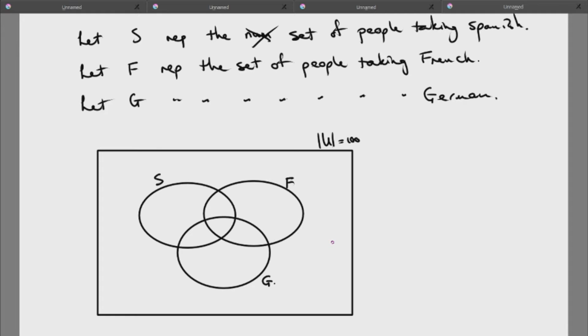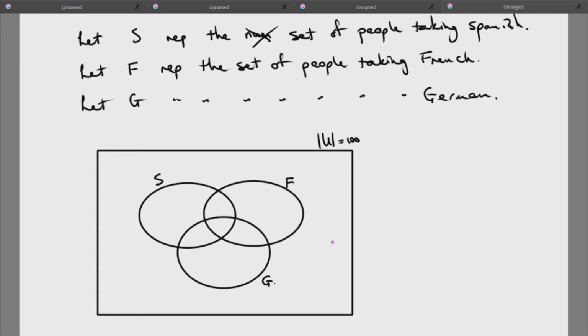26 in French. No, that's a French circle, sure, but there are 4 regions in that circle. I can't put it in. Well, I can. I don't want to. My safety prevents me from doing that. 16 in German class? No. Same reason. There are 12 students that are in both Spanish and French.